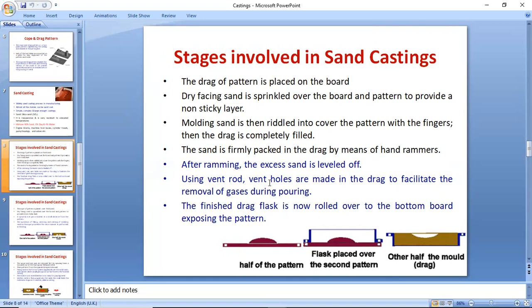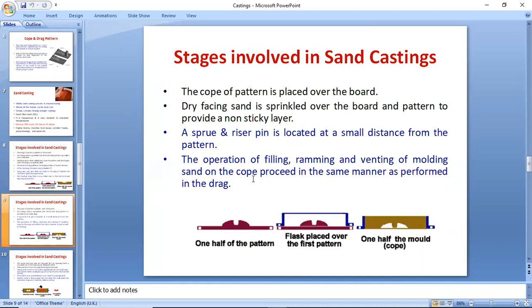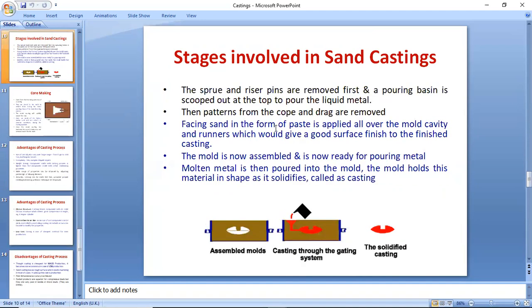Using a vent rod, vent holes are made into the drag to facilitate the removal of gases during pouring. The finished drag flask is now rolled over the bottom board, exposing the pattern. These are some of the methods to produce the sand casting. Next stages involved in the sand casting.